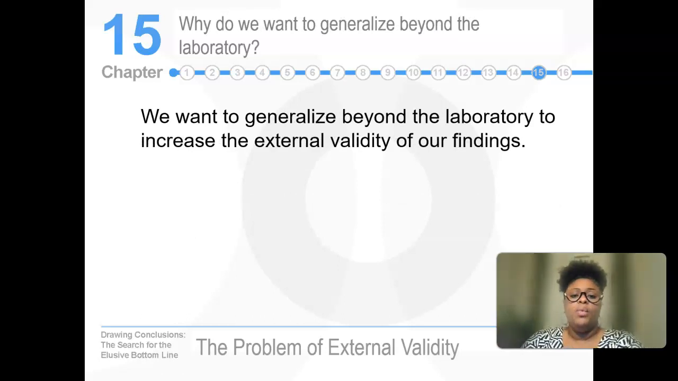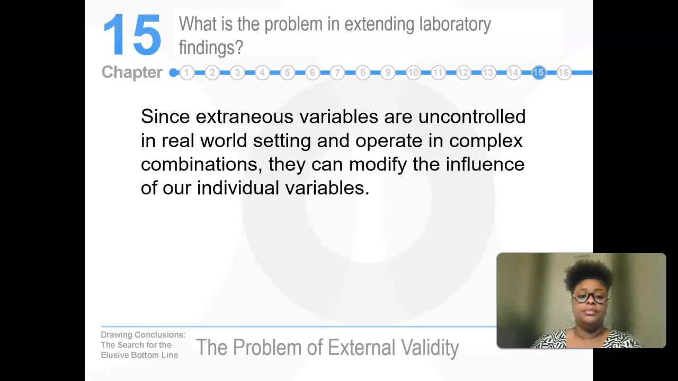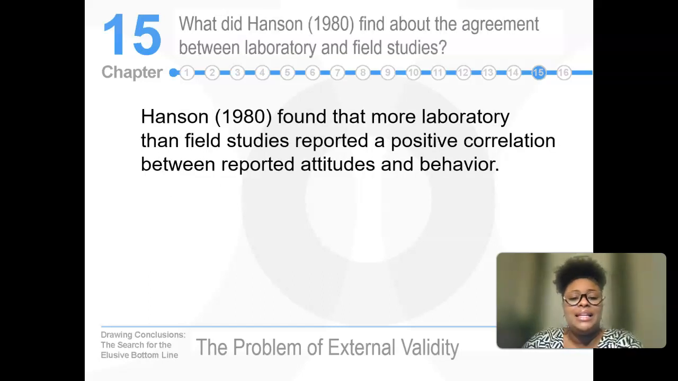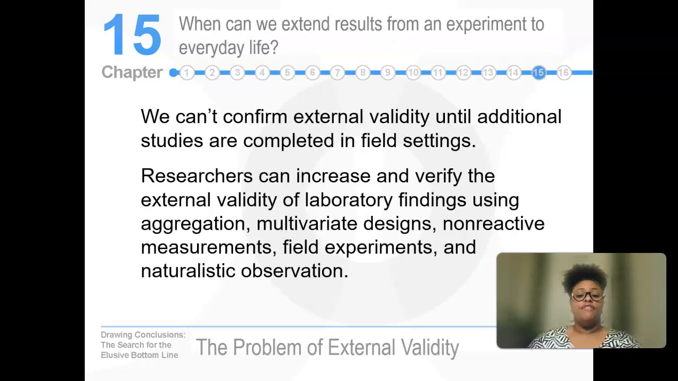We want to generalize beyond the laboratory to increase the external validity of our findings. And we want to be able to control extraneous variables. Since extraneous variables are uncontrolled in real world settings and operate in complex combinations, they can modify the influence of our individual variables. So the trade-off is going to be between the laboratory's more precise control of extraneous variables and the field experiment's greater realism and external validity. Hansen 1980 found that more laboratory than field studies reported a positive correlation between reported attitudes and behaviors.